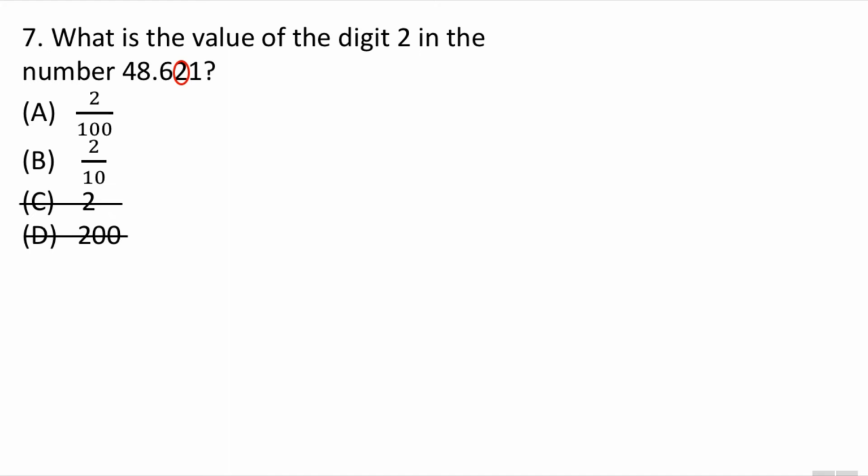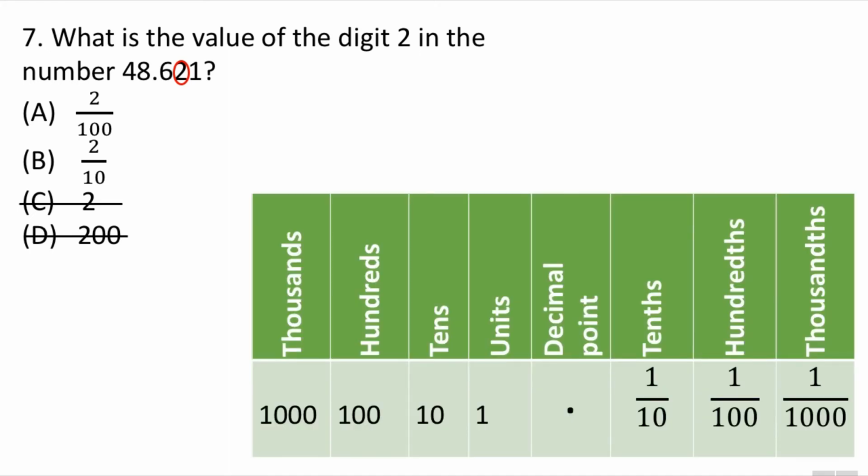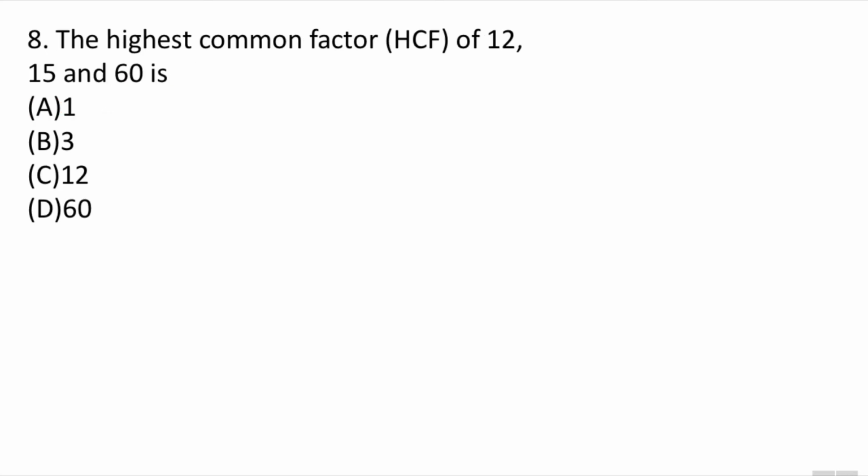Again, just a quick recap on our place value chart. Looking carefully at our place value chart, it therefore means that the second digit to the right of your decimal point must be in the hundredths place, which therefore means that all we need to do now is to write that 2 over 100, which therefore means that our answer is A. So the value of the digit 2 in this case would have been 2 hundredths. And that's it for question 7. Let's have a look at question 8.